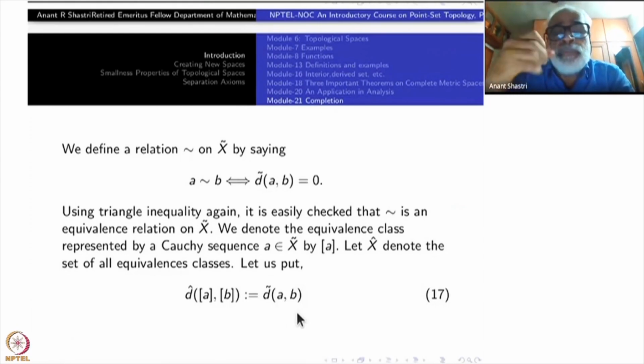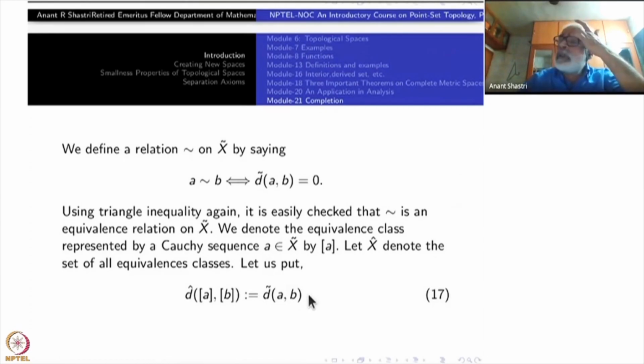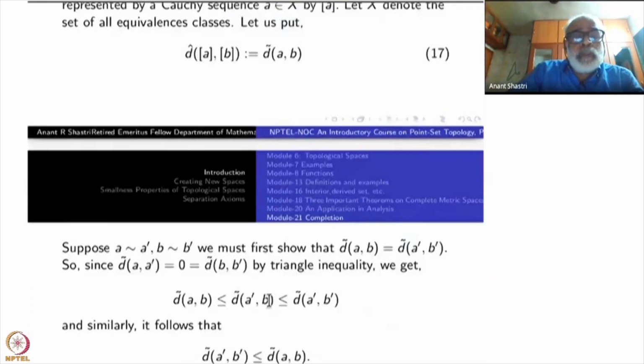Otherwise, if d hat of A comma B keeps changing as you change the representative, then this will not be well defined, right? Well definedness means that. So whenever you have a choice in the definition, you have to verify that whatever you have taken on the right hand side is independent of the choice. So suppose A is equivalent to A prime, B is equivalent to B prime. We must show that d hat of AB is the same thing as d hat of A prime B prime.